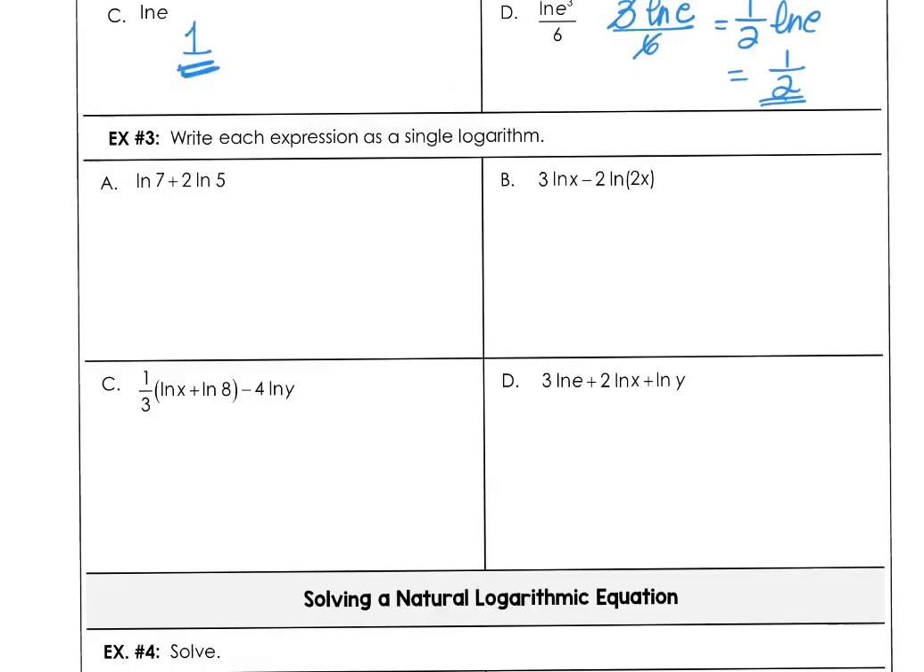In example 3, we want to be able to rewrite each expression as a single logarithm. So in this second part, I want to put that power 2 back into the power on the 5. So that would become 5 to the second power, or 25. And when I have the sum of two logs, I can rewrite that as the product of a single log, where 25 times 7 is 175.